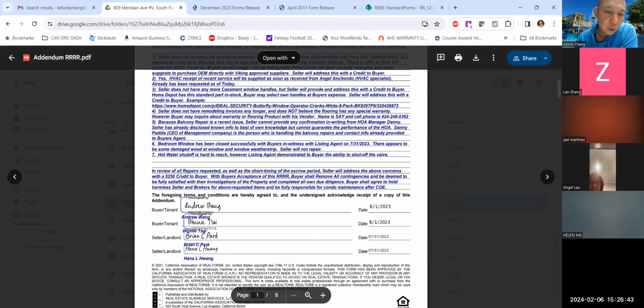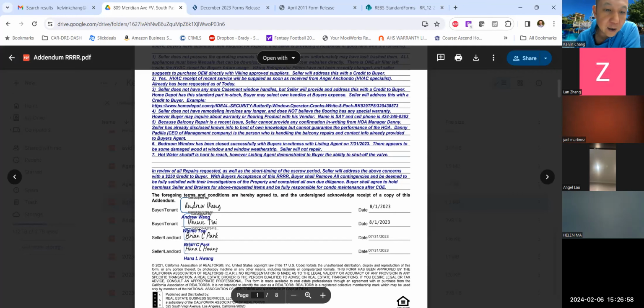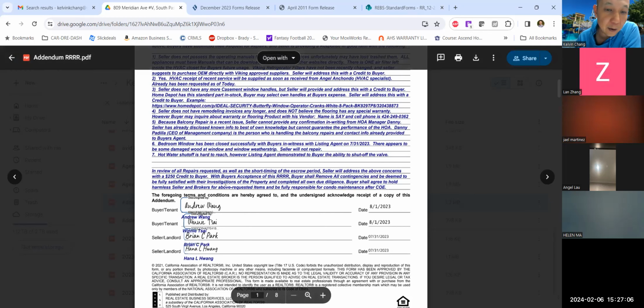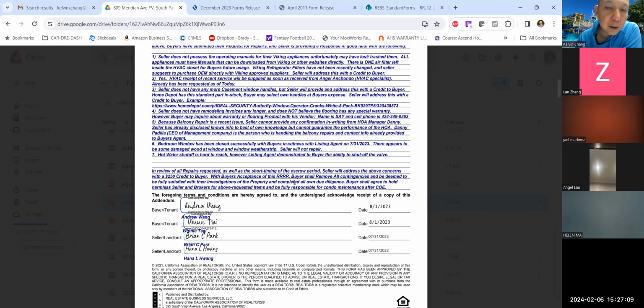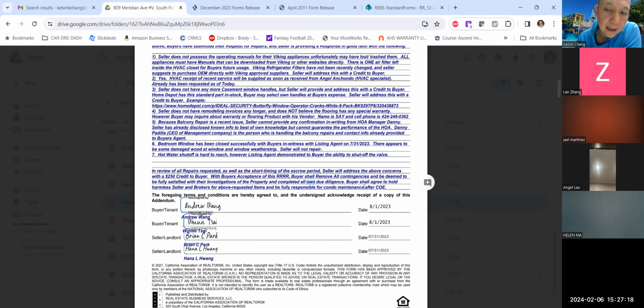So anyways, the reason why I add addendum RR is because I always want to have a language which is on this bottom. In review of all repairs requested, as well as the short timing of the escrow period, seller will address the concerns with a 250 credit to buyer. With buyer's acceptance of this RRRR, buyer removes all the contingencies and is deemed to be fully satisfied with their investigations of the property, and they have completed all own due diligence. Buyer shall hold harmless the seller, the brokers, for above requested items and be fully responsible for condo maintenance after the close of escrow.